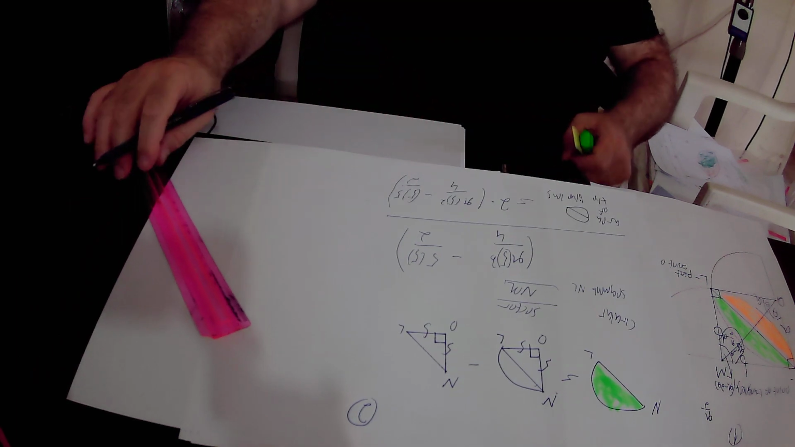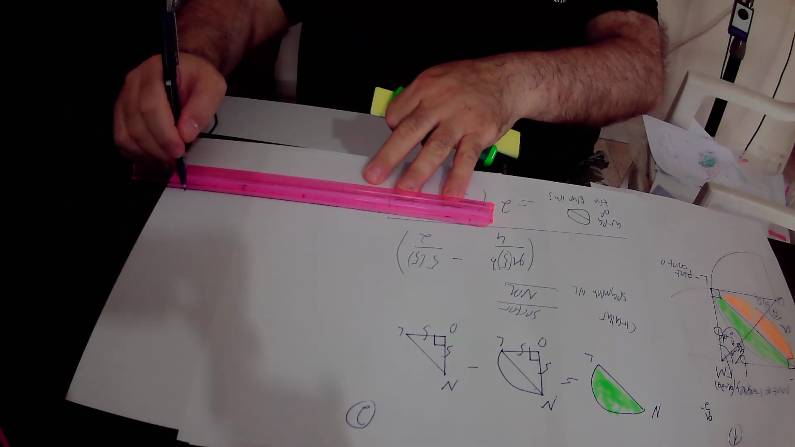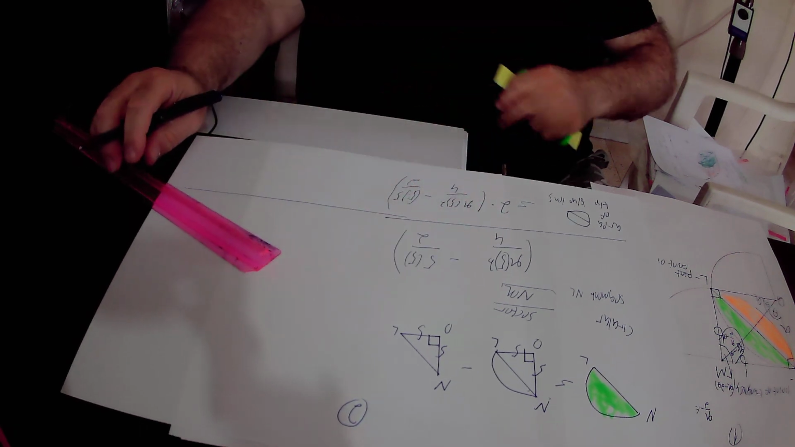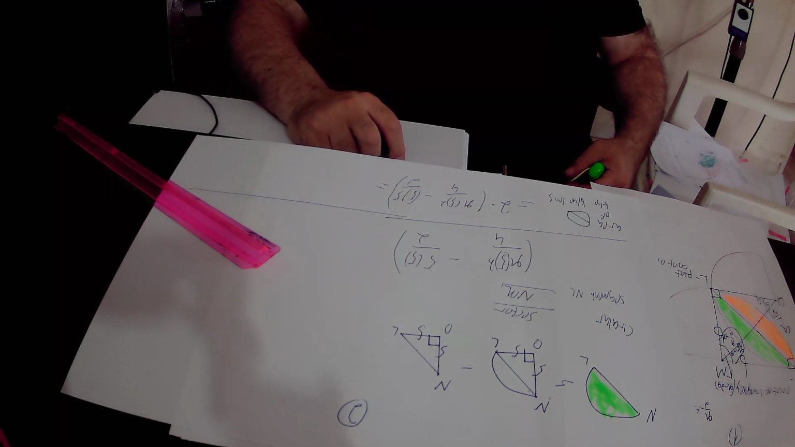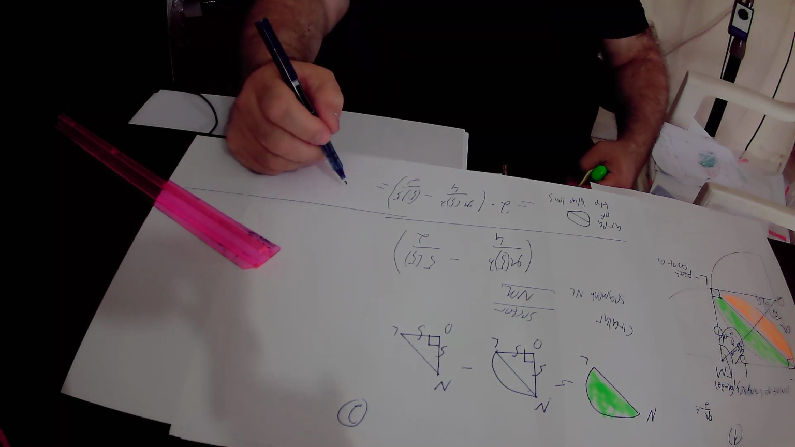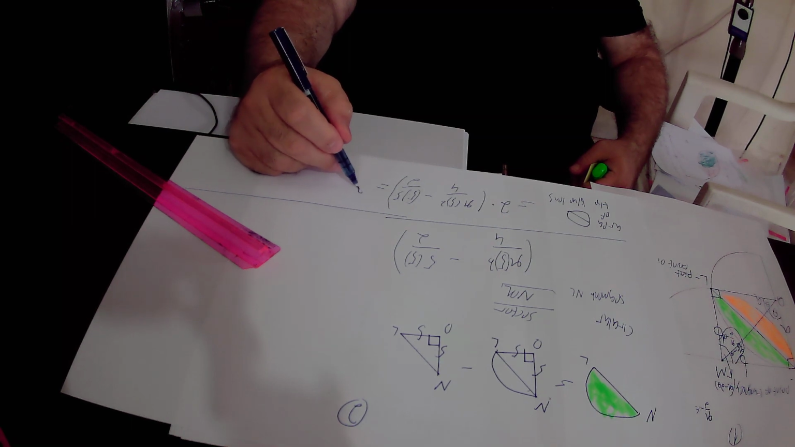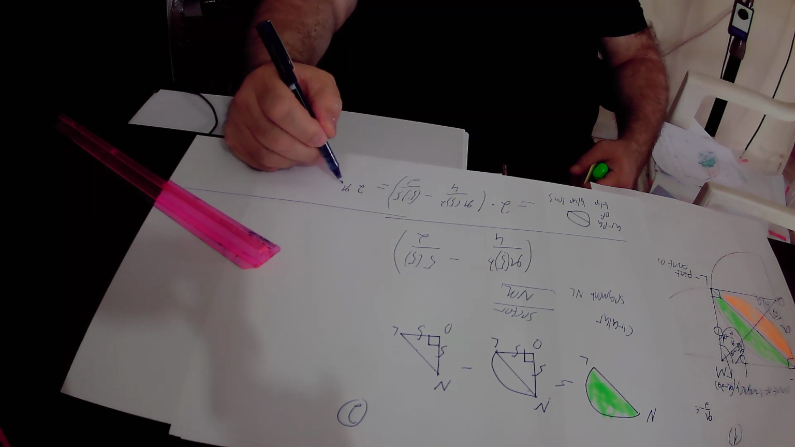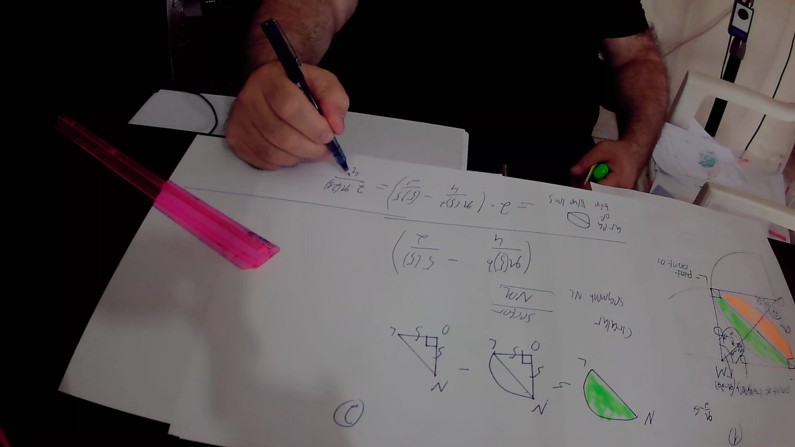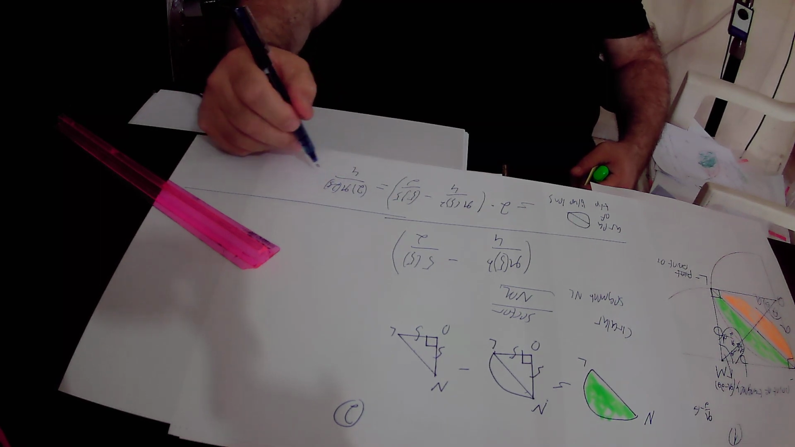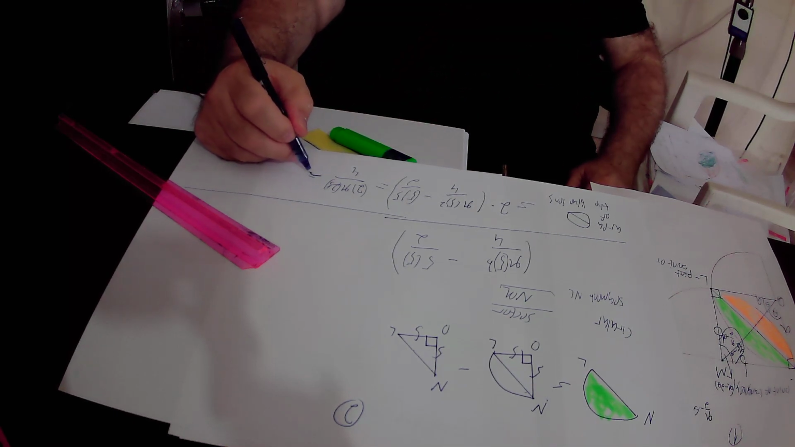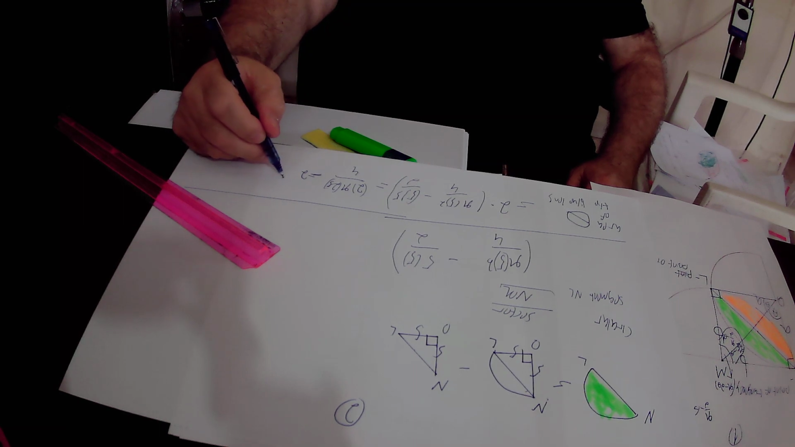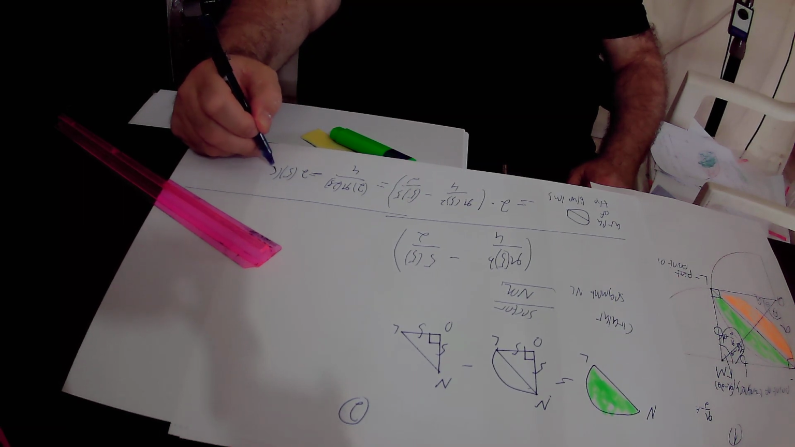So here we will open the brackets and we will get that 2 times pi times 5 squared, which is 25, over 4, minus 2 times 5 times 5 over 2.